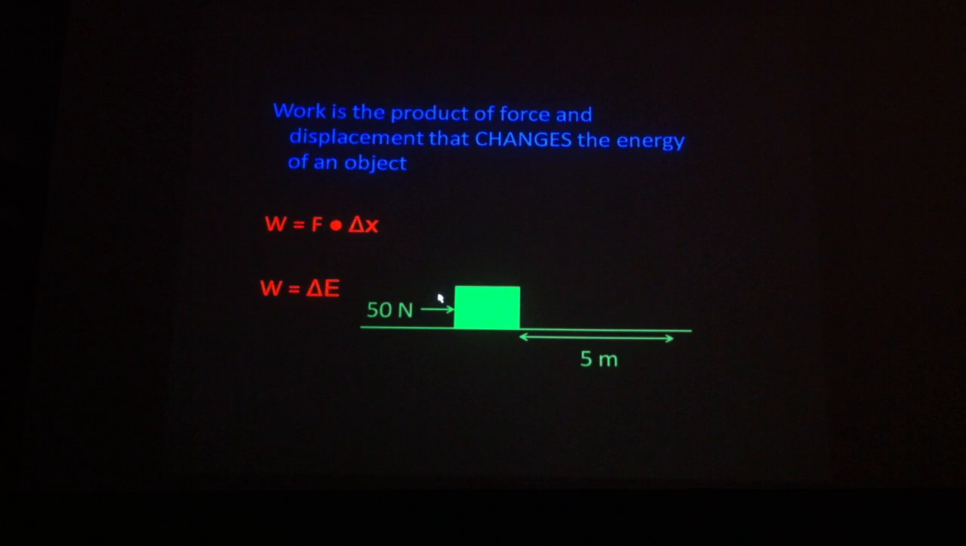How much work was done? Well, we can apply this formula here, force, 50 newtons, times the displacement of which that force was applied, 5 meters. And we get 250 joules. That would be exactly equal to how much kinetic energy this box gains through this distance. So again, ignoring air resistance and friction, this box at the end of the 5 meters will be traveling a certain speed because we've given it kinetic energy.